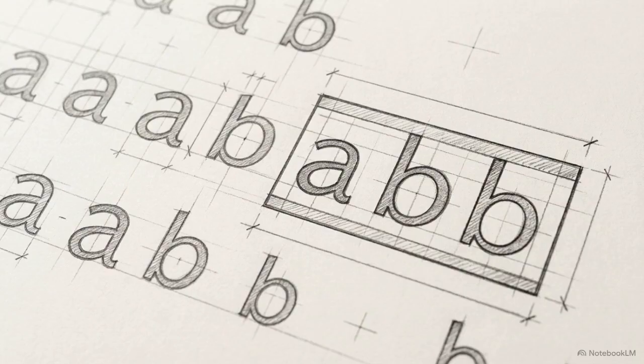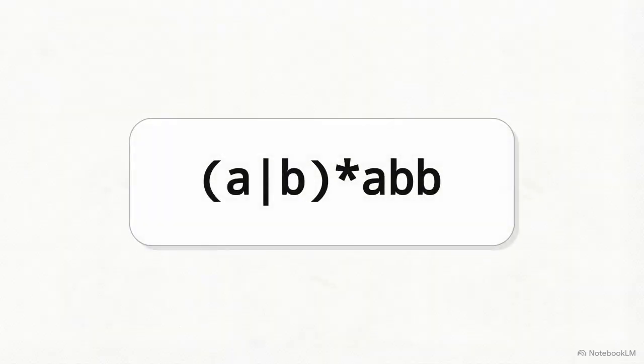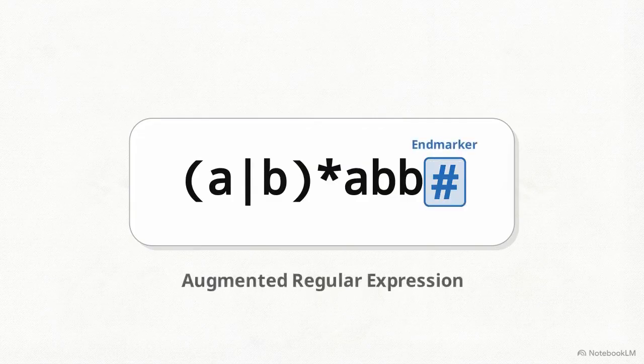To see how this works, we'll use a classic example, a regular expression that matches any string of A's and B's, provided it ends with the sequence ABB. The first step isn't just a label. We have to append a unique end marker symbol, usually a hash sign, to the very end of the expression. Without this end marker, an algorithm traversing the data might not know where a valid match actually concludes. The hash sign provides a fixed target that signals the final accepting state.